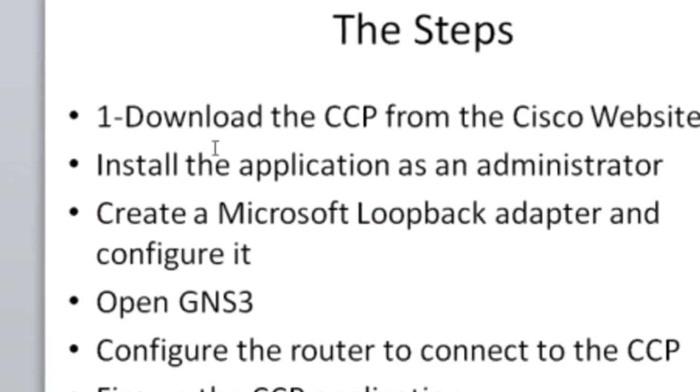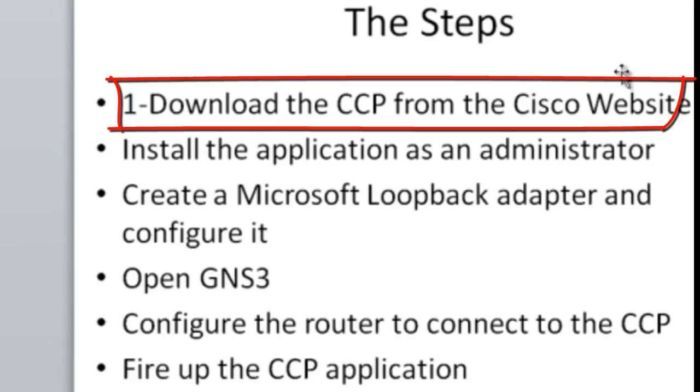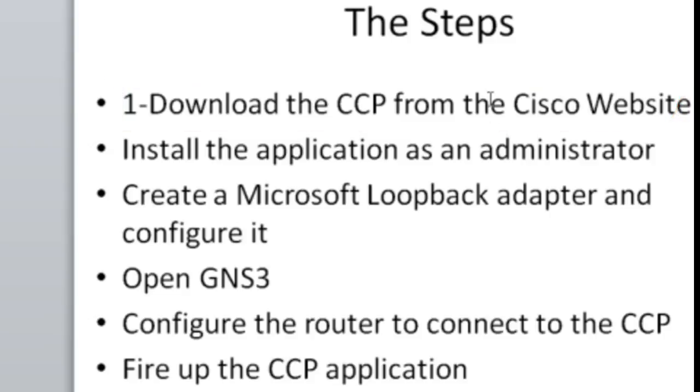The first step you need to do is to download the CCP from the Cisco website. In order to download that, you have to get a CCO login. So you have to get the software first, and download the software from Cisco or whatever way you can get the software. But you need to get the CCP first.